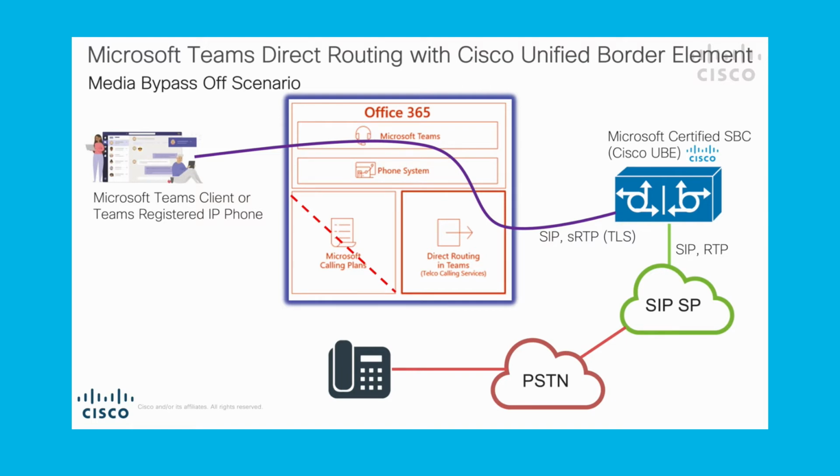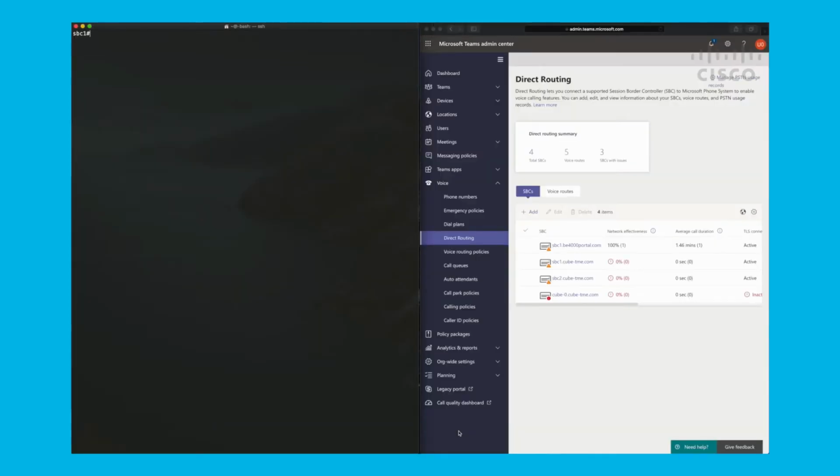I won't go into the configuration details, however, I will provide a link to a CUBE configuration guide for the Microsoft Direct Routing solution at the end of the video. On the right side of the screen we have the Microsoft Teams Admin Center, and as you can see we have the voice direct routing configuration screen up. Here you can see connected SBCs. Our SBC is the one at the top and the TLS connection is active.